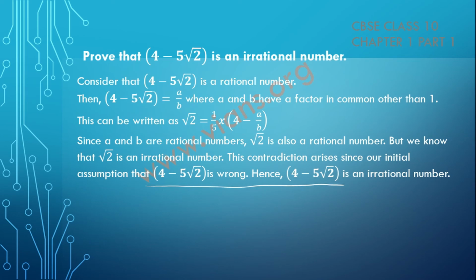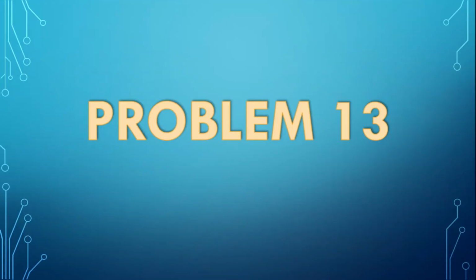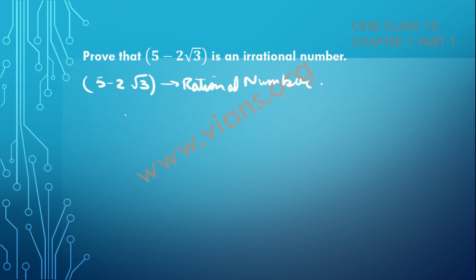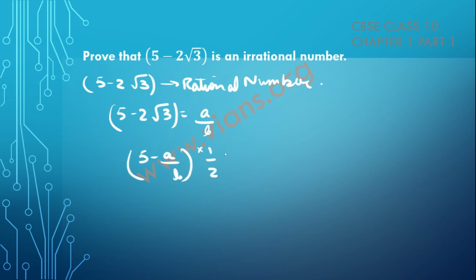Just go through this in case you have difficulty understanding my handwriting. Now let's go to the final problem, problem number 13, which says: prove that 5 minus 2 root 3 is an irrational number. Let's consider 5 minus 2 root 3 to be a rational number, basically a contradiction of what we had said earlier. This means (5 minus a by b) into 1 by 2 is equal to root 3.